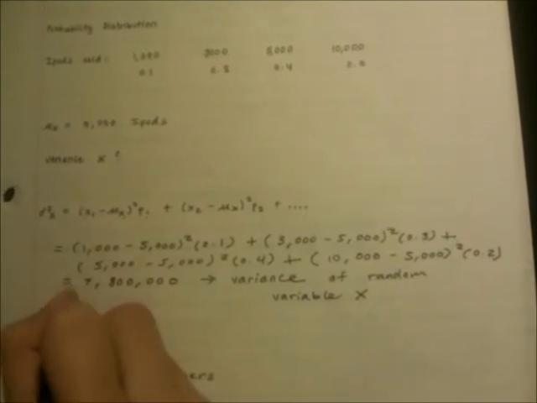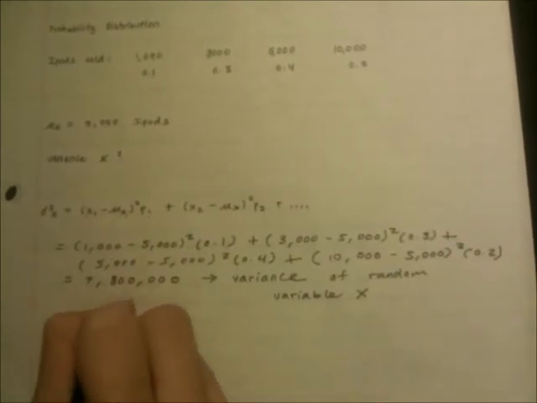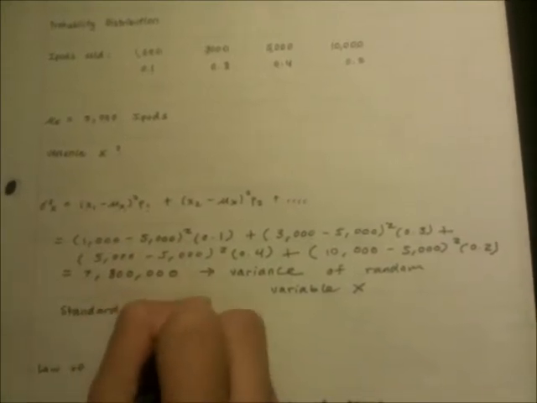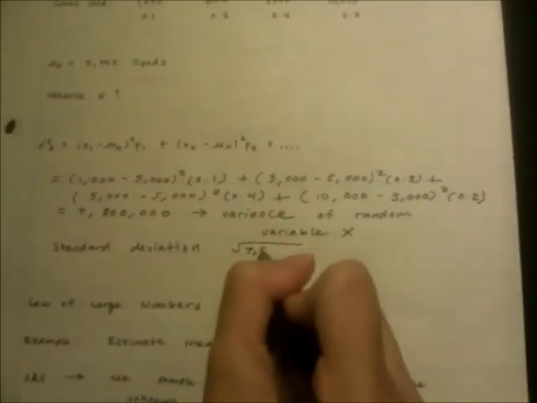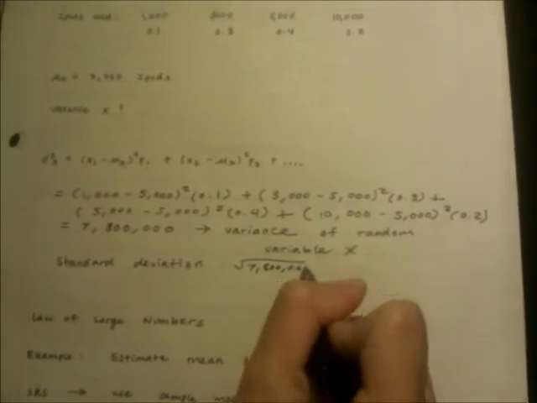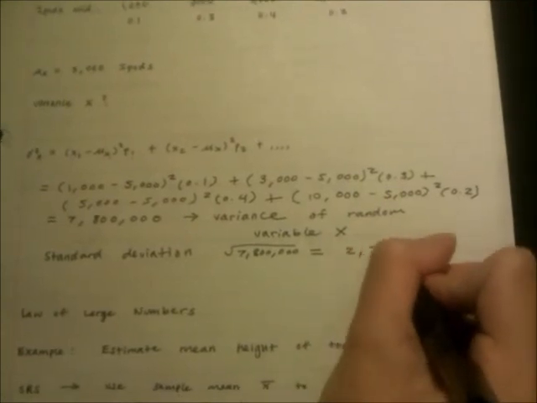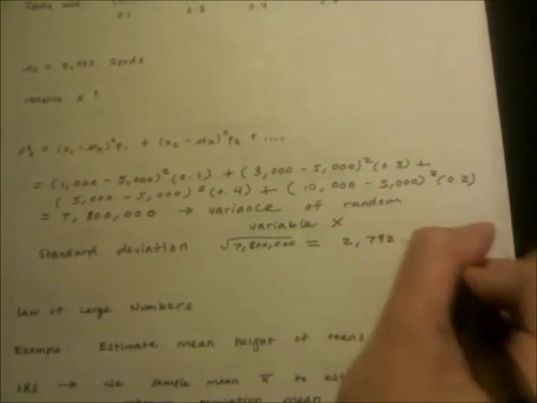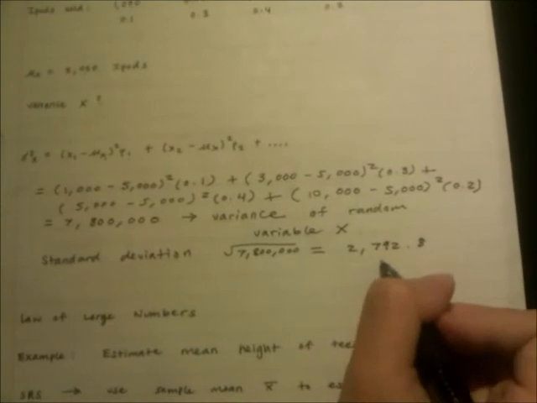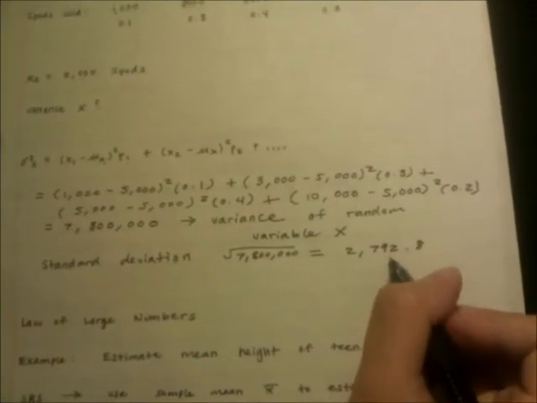In order to find the standard deviation, we have to take the square root of this number, which is equal to 2,792.8. This is the measure of how variable the number of iPods sold is.